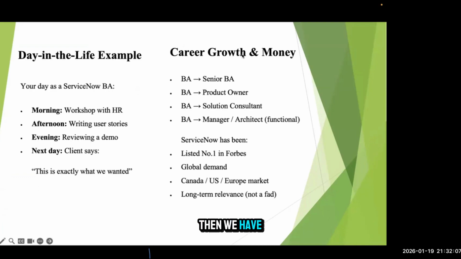Then we have career growth and money, right? From a business analyst, you can get promoted to a senior business analyst. You can also become a product owner, because as a business analyst, you're interacting with the client, you're owning the product, you are rewriting their business requirements, their business needs, right? So you can be a product owner in the coming time if you are well aligned with the company and you understand their product in and out.